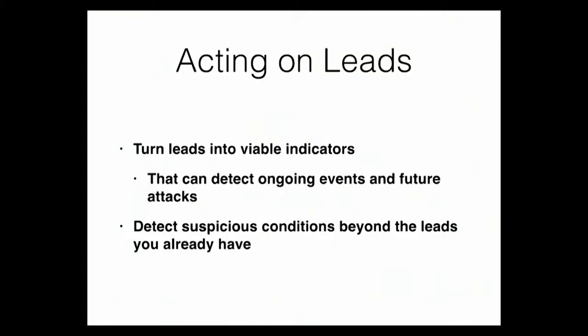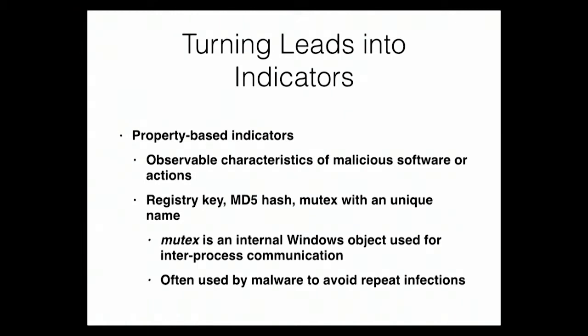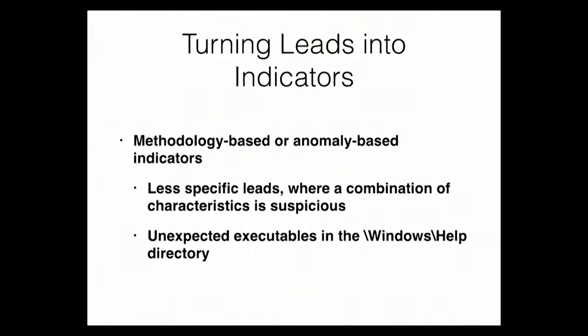Anyway, so now you turn your leads into viable indicators so you can scan your network and find out what machines have been compromised and find more suspicious conditions and move forward. So you want things that are observable characteristics. These are property-based indicators, things like registry keys, files, MD5 hashes, mutexes we're playing with in the malware analysis class. Mutexes are file handles in the memory of a machine which can be viewed by any other process. So they are a mark which lets other processes know that something is in use. And malware often uses it so that when someone reruns the malware, it will not reinfect the same box. And you can scan for them with network queries.